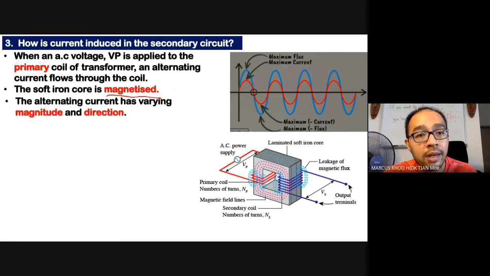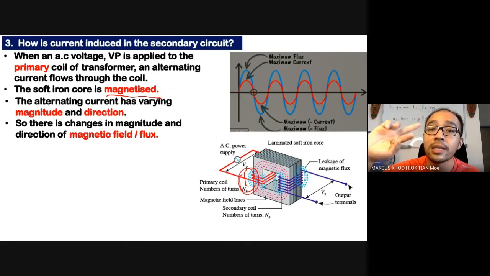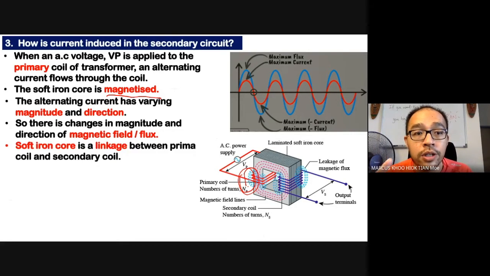And the alternating current has a varying magnitude and direction. So there are changes in the direction of the magnetic field. That means this blue color, this magnetic field, will always change direction and magnitude. So the soft iron core is the linkage between the primary coil and the secondary coil. All this is in your module, it's just that all these words are left empty.